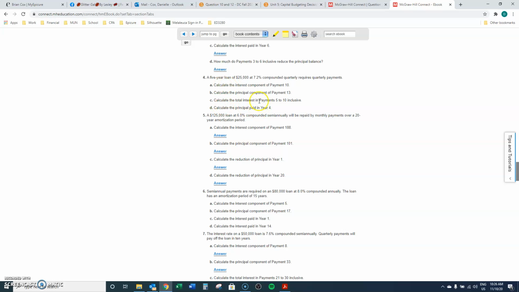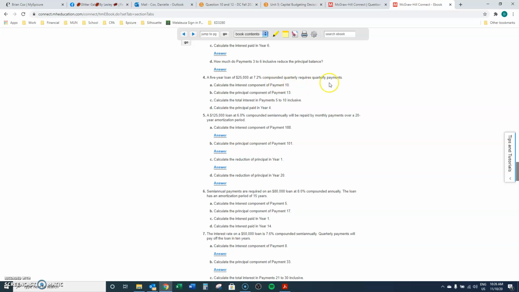You have to find the principal in a year. So here we have a 5-year loan at $25,000 at 7.2% compounded quarterly, requires quarterly payments. So I'm reading that 5-year loan. I know my N is going to be 5 years times the number of payments. I'm going to continue to read on. The loan is $25,000, so that's your present value. 7.2%, so that's my interest per year. Compounded quarterly, so compoundings per year is 4. Requires quarterly payments. So my payments per year are 4.